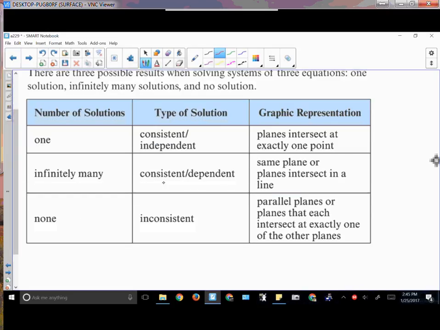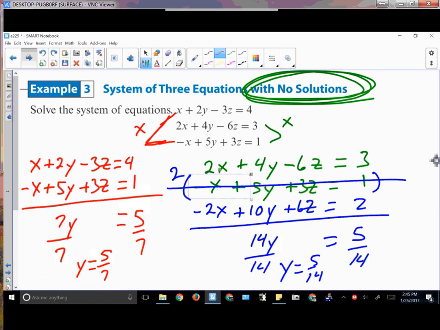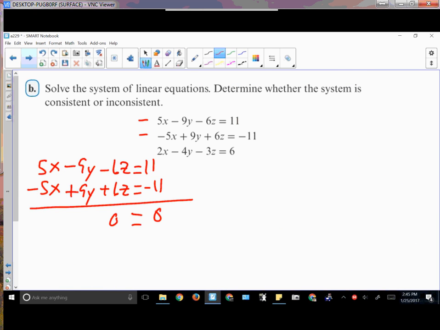Infinitely many. Consistent, dependent. So that means we end up getting consistent for this one. Why? Because 0 is equal to 0, it's true. That means that they are going to have to be the same. And actually, the first two are the same lines.